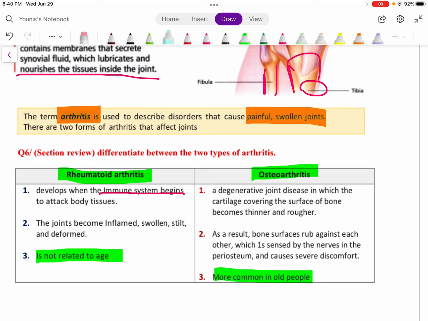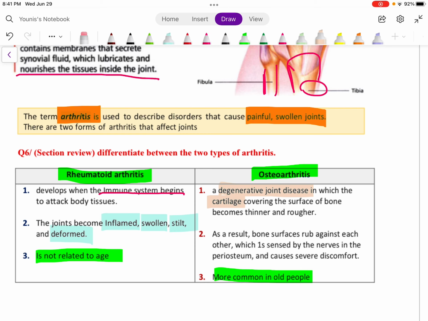And what are the symptoms? The joint will become inflamed, swollen, stiff, and deformed. These are the four symptoms that can develop because of rheumatoid arthritis. On the other hand, osteoarthritis is a degenerative joint disease, so it's not an autoimmune disease. It has nothing to do with the immune system. It's just a degenerative disease, which means the cartilage degenerates, like damage happens to the cartilage over time that covers the surface of the bones at the joint area.